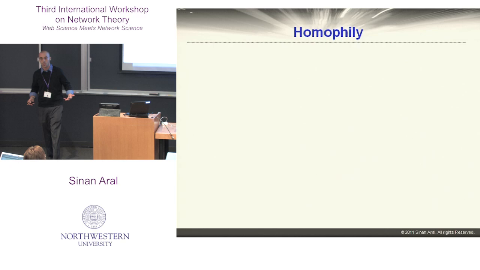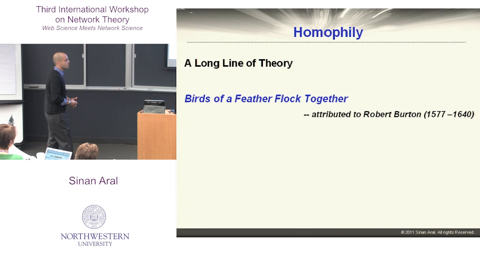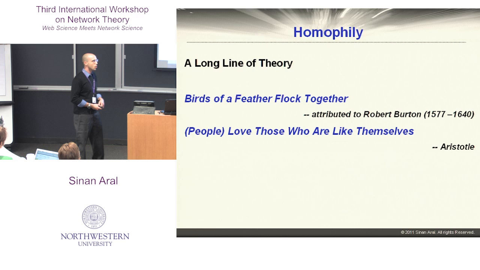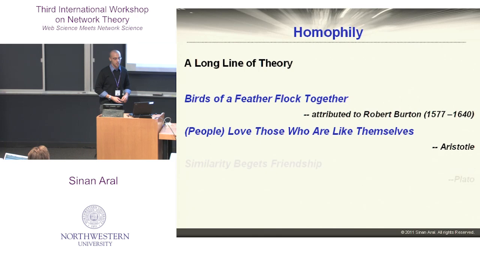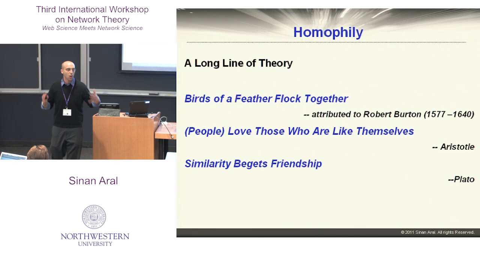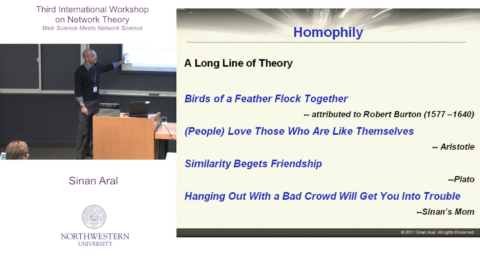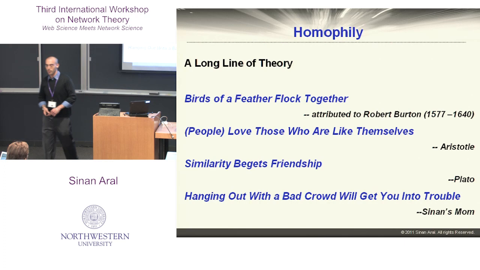So birds of a feather tend to flock together, and this was originally attributed to Robert Burton in the 1500s, so this is a long line of theory that postulates this, and it's even older than Robert Burton, because before Robert Burton, it was Aristotle who was saying that people love those who are like themselves, and before Aristotle, it was Plato who was saying that similarity begets friendship. And just to prove to you that this is a long line of worthy scholars that have made this argument, it was my mom who said that hanging out with a bad crowd will get you into trouble. She was none too pleased when I told her that she might have gotten the causal structure of this statement wrong. She thought that was sort of talking back.